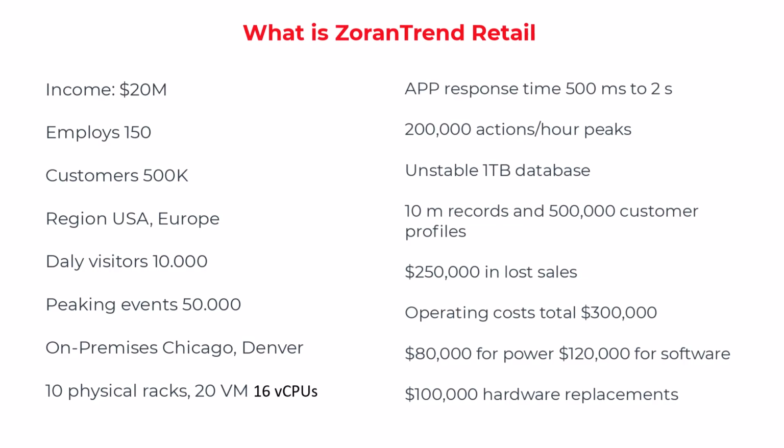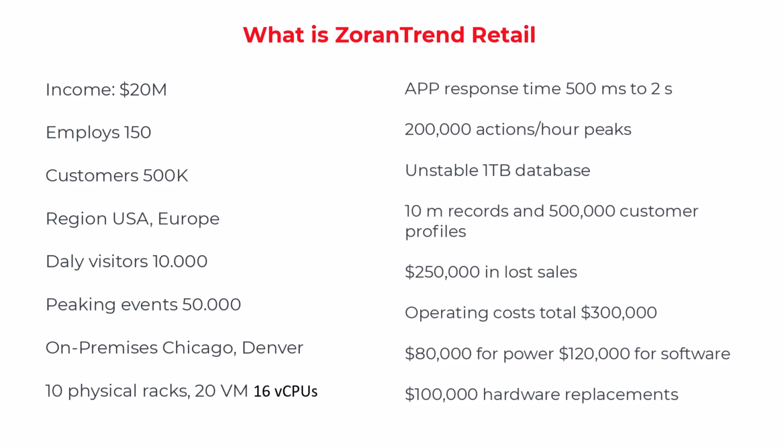First, a brief recap. Zoran Trend Retail, an online retailer generating $20 million annually from clothing and related products, employs 150 staff and serves 500,000 customers, including European clients. Their website and mobile app manage 10,000 daily visitors, peaking at 50,000 during events like Black Friday. Their current infrastructure, relying on aging on-premises servers in Chicago and Denver, comprises 10 physical racks running 20 virtual machines, each with 16 vCPUs and 64 gigabytes of RAM.